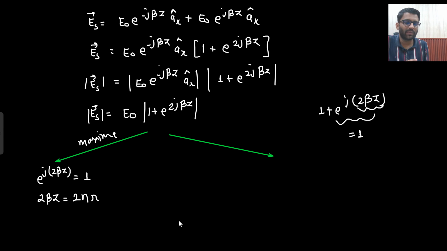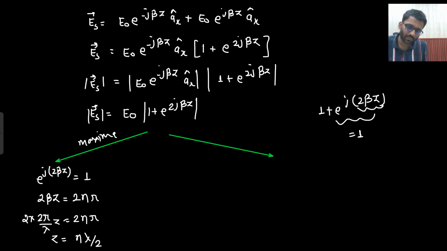Why should it be equal to 2 n pi? Because cos 0 is 1, and 0, 2 pi, 4 pi. So it should be equal to 2 n pi. Now what do I know? What is beta? Beta is 2 pi by lambda, into z is equal to 2 n pi. So pi and pi get cancelled, 2 and 2 get cancelled. What am I getting? z equals n lambda by 2. So this is your maxima location.